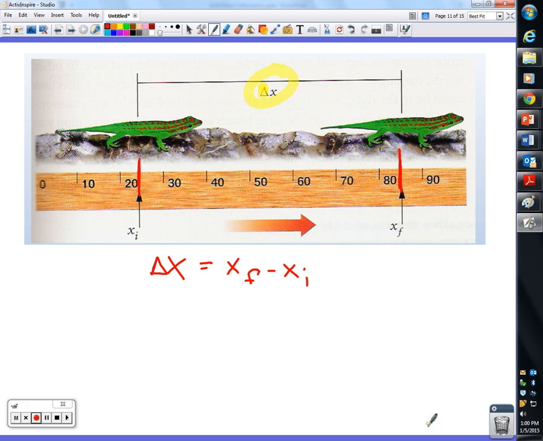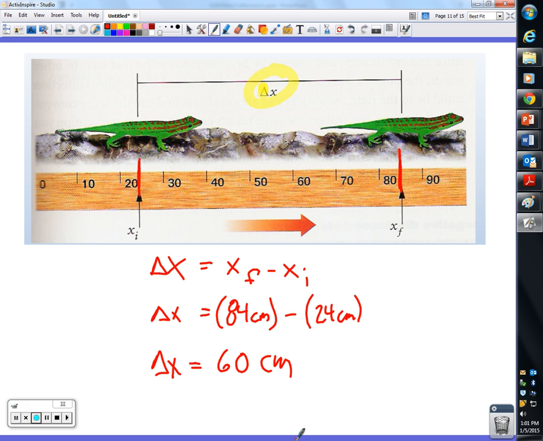All right, so where would we say that this gecko or iguana ends up? 84. Okay, so that means that the final position of this gecko is at the 84 centimeter mark on that ruler. Minus the initial position. Where did the gecko start on this ruler? Let's go 24 because that'll make our math easy. Okay? And so we run this through and we end up with delta x, or the displacement, being 60 centimeters.